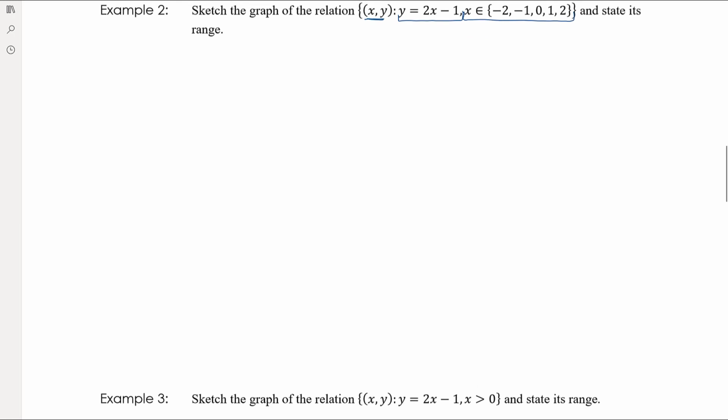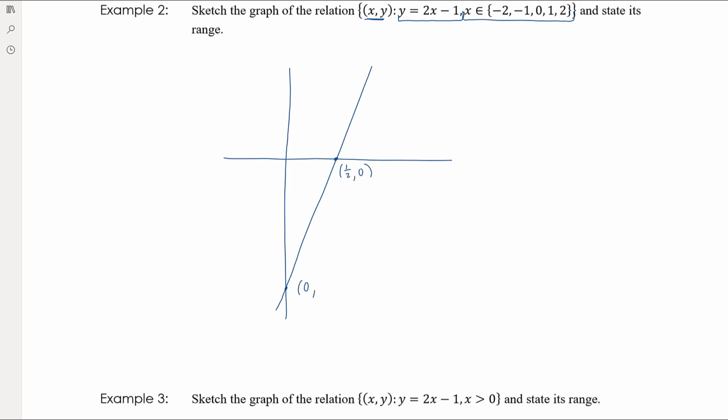Okay, so if we were just sketching y equals 2x minus 1, well that's a linear graph with a y-intercept at -1 and a gradient of 2. The x-intercept, calculating in my head, is at half. Okay, so that would be that graph without any restriction whatsoever.